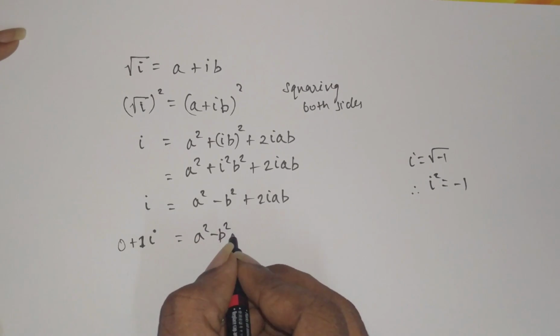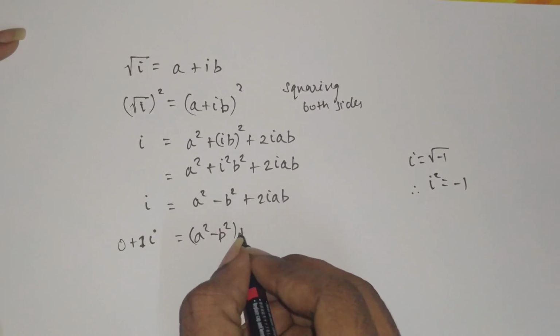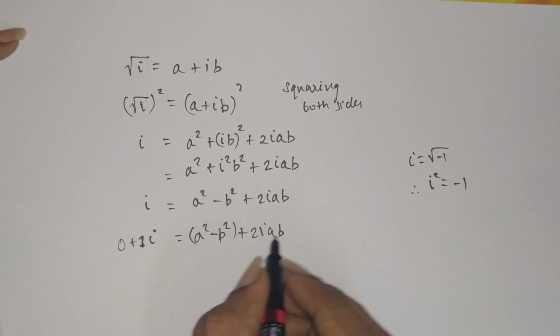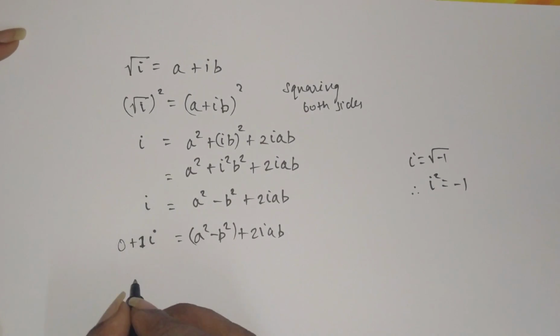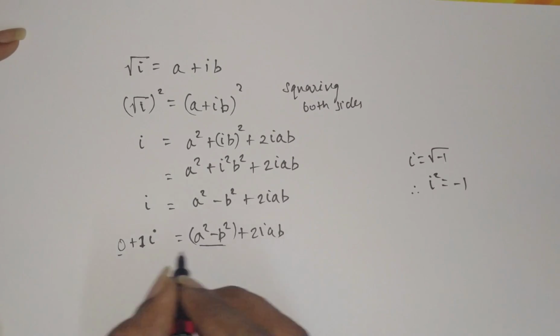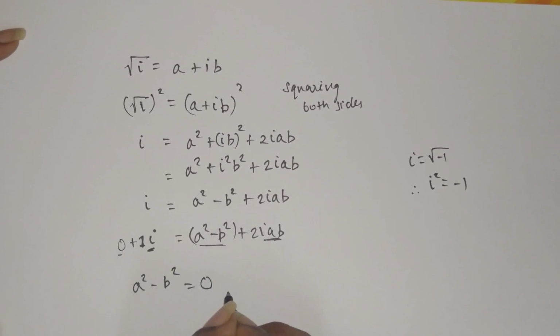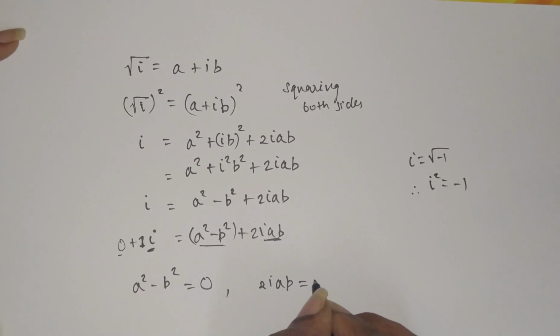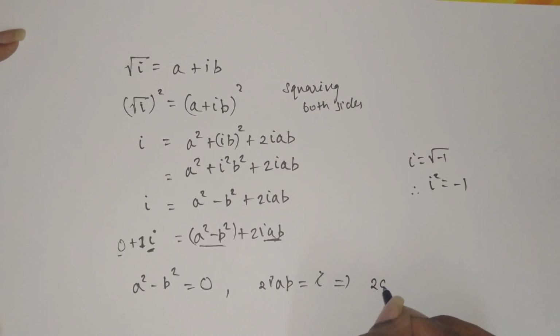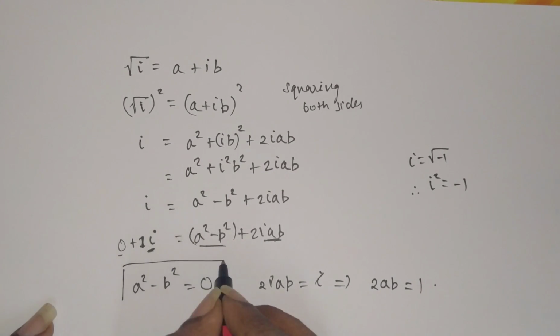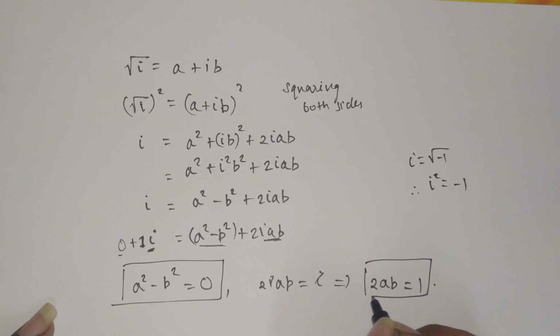So we write i as 0 plus 1i and equate the real term and the imaginary term. Here the real term a squared minus b squared is equivalent to 0, and the imaginary term 1i equals 2iab. I am splitting and writing them as separate equations: a squared minus b squared equals 0 and 2iab equals i. Cancelling out i gives 2ab equal to 1. So now we have two equations and two unknowns, and we have to solve for a and b with these two equations.